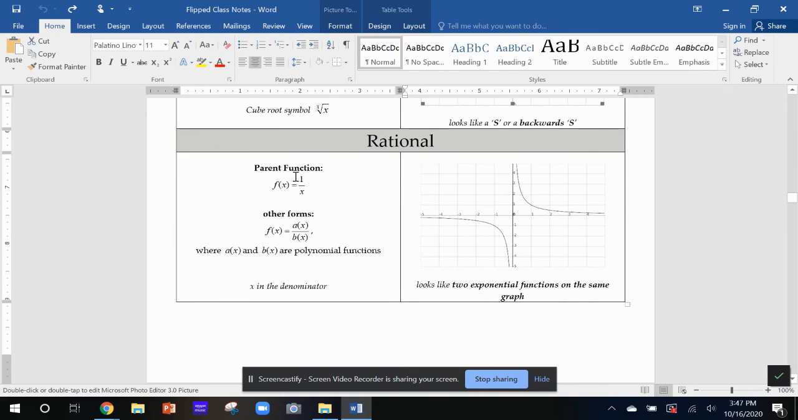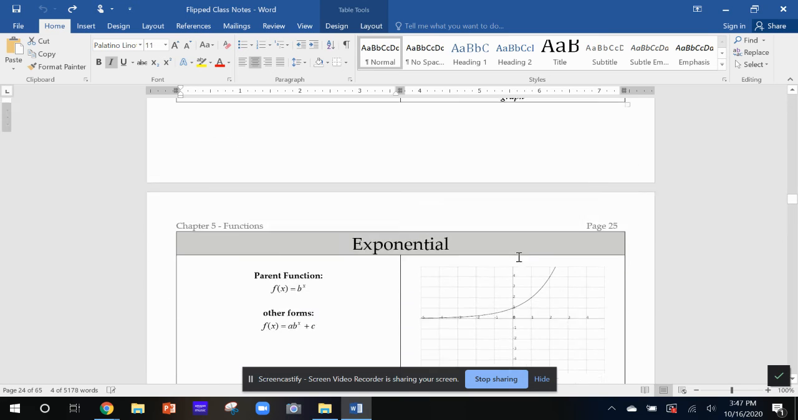Rational function. This is x in the denominator. It's not just that it's a fraction, because I could have a fraction like x over 2, and that's actually a linear function. The important part here is that x is in the denominator. And it looks like 2 exponential graphs on the same graph. We'll see in a second what an exponential graph is, but it looks kind of like a slide. So it's like 2 slides on the graph together.